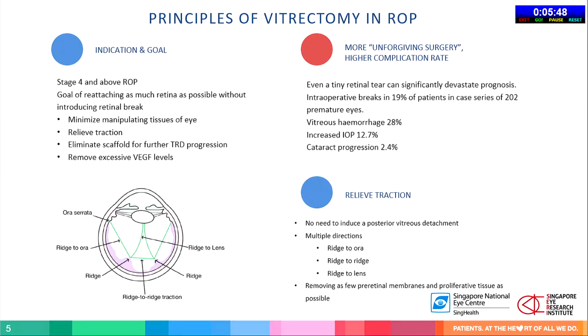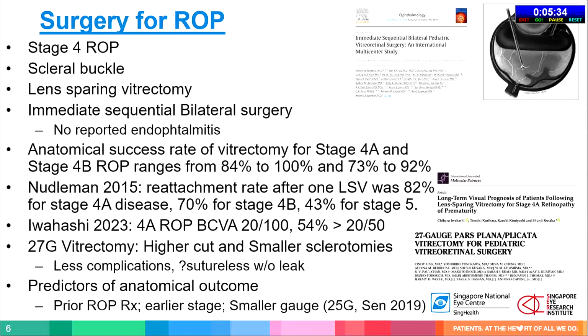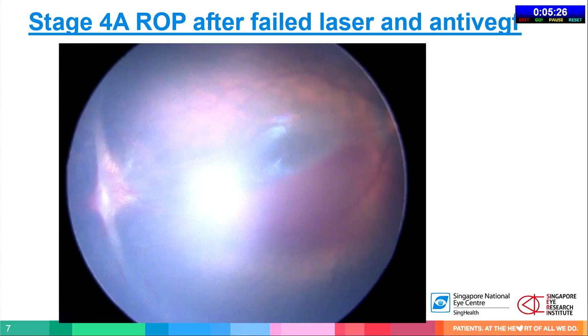So in particular for ROP, you really are trying to relieve these various areas of traction. And again, you're just trying to remove the areas of traction that are causing a detachment and not trying to remove the whole posterior hyaloid, which in infants tends to be very adherent. You can get very successful outcomes of stage 4A and B, as has been shown in many studies, and usually a lens-sparing vitrectomy will do.